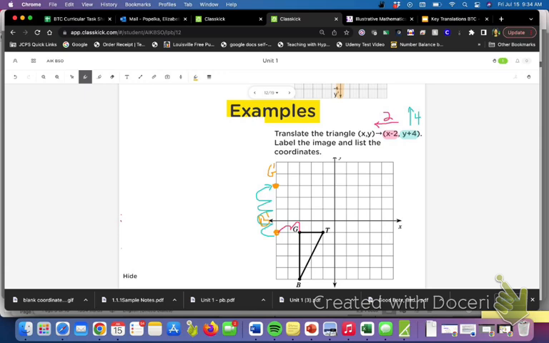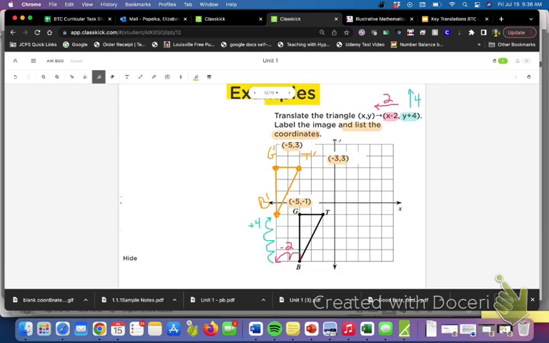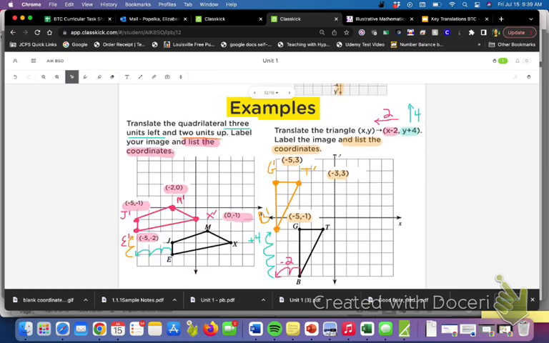As you can see, I did the same thing with coordinate G, moved it to the left 2 and then up 4. And then finally, I did the same thing with coordinate T. So as you can see here, I labeled all the coordinates also. So there's our copy that has just been shifted to the left 2 and then up 4. And I have labeled the coordinates.